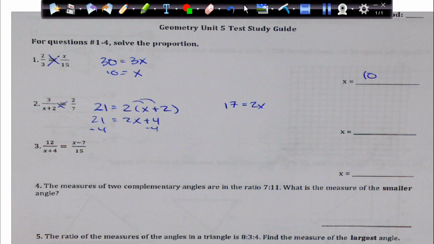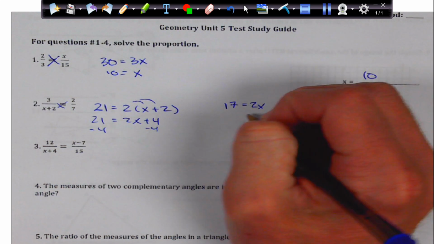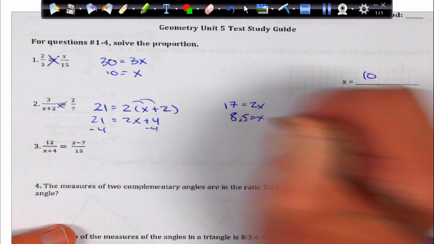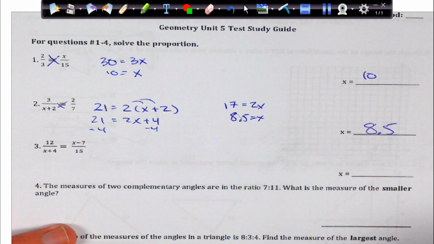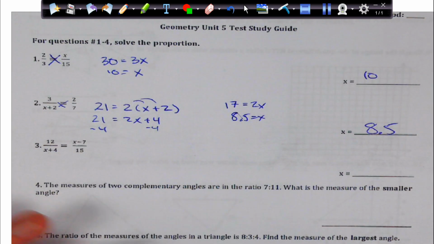And then from there, we're going to go ahead and divide by 2, and we should get a value of about 8.5 for x. Will you see decimals on the test? Yes, they will be there. Fear not if you get one.